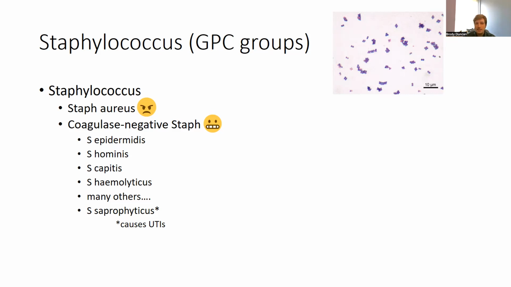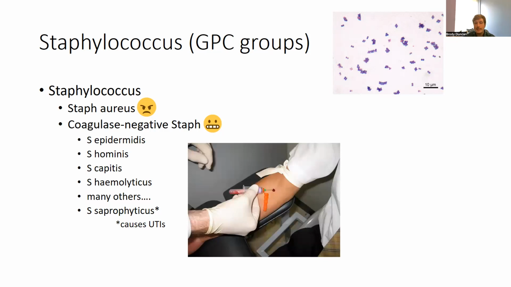The one thing I will say is there's this Staph saprophyticus that for whatever reason is able to cause urinary tract infections, especially in young, healthy women. But on the whole, if you're seeing any of these organisms in cultures, they're usually not very aggressive. The most common place you'll see it is actually as a contaminant in a blood culture.